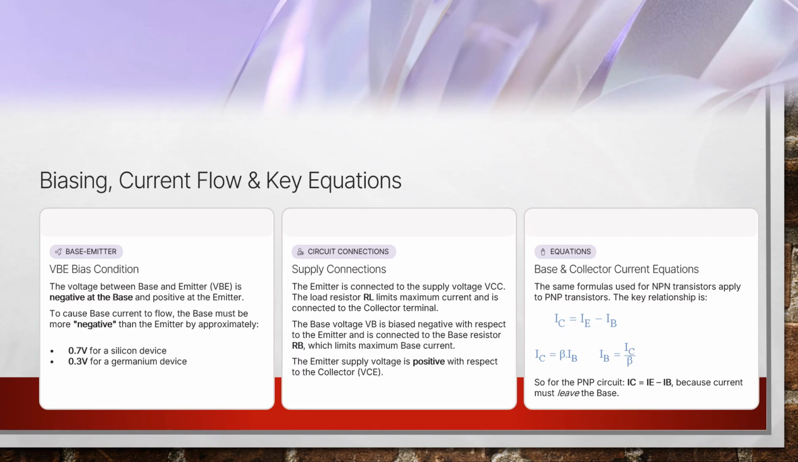Equations. Base and collector current equations. The same formulas used for NPN transistors apply to PNP transistors. The key relationship is IC equals IE minus IB. IC equals β times IB, and IB equals IC divided by β. So for the PNP circuit, IC equals IE minus IB, because current must leave the base.